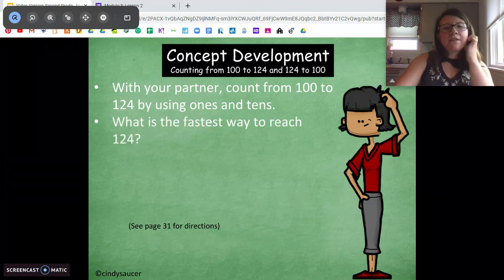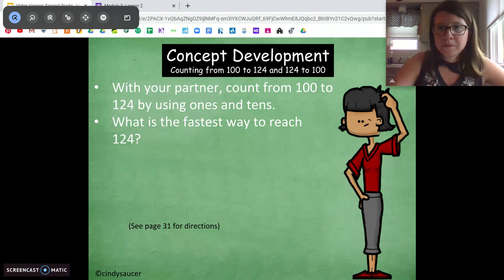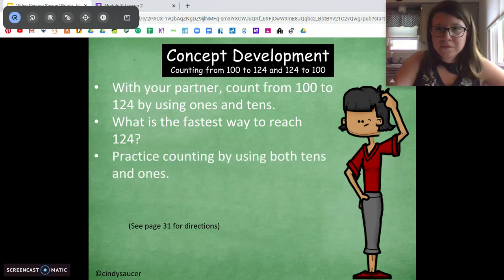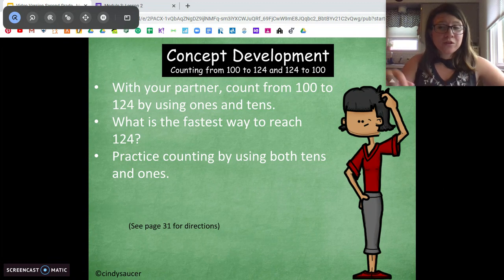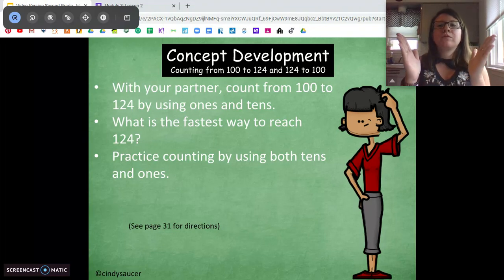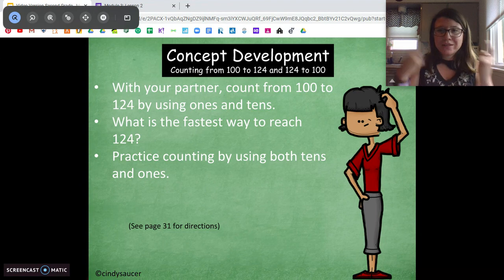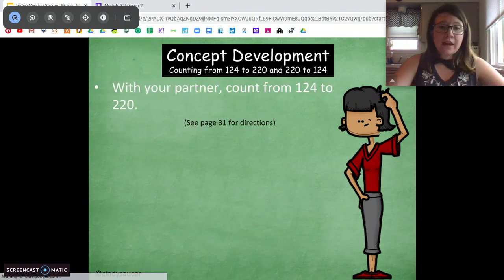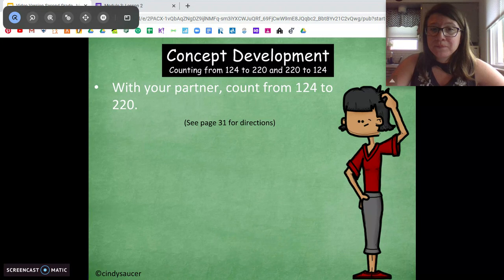Ready? Okay, what was the fastest way to reach 124? When we use both tens and ones, it goes a lot faster. If we just use ones and we're like 100, 101, 102, 103, 104, it's going to take a while. But what if we start by counting by tens and we go 100, 110, 120, 121, 122, 123, 124. When we mix the tens and ones, it goes a lot faster. So now I want you to try that. Try this one at home with somebody.